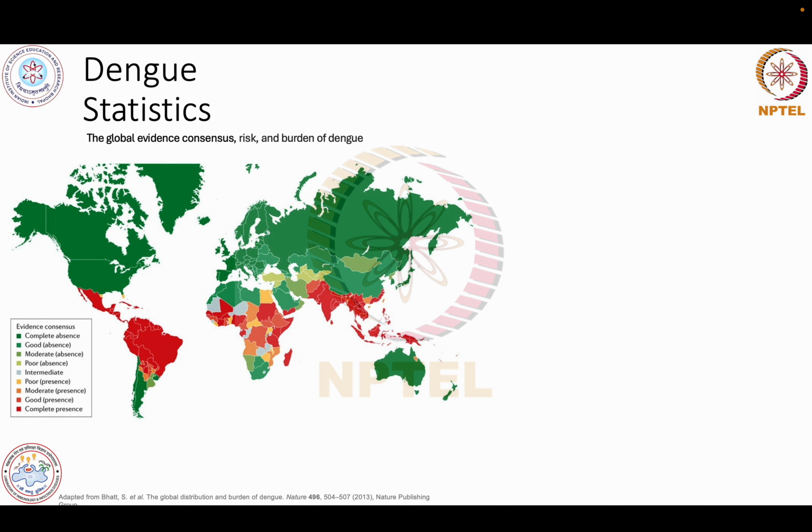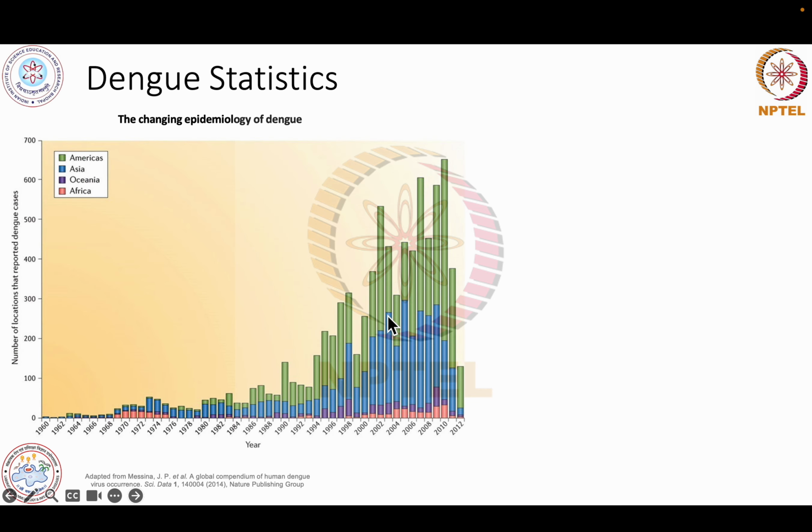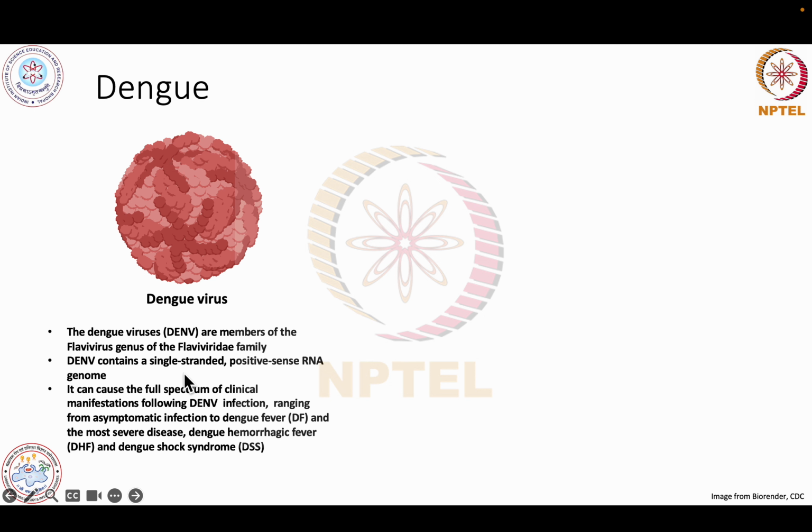So you can see the dengue statistics, the global evidence of risk and burden of dengue. The green color is complete absence, and the dark red is complete presence. Dengue virus is a member of the flavivirus genus of the Flaviviridae family. Dengue contains single-stranded positive-sense RNA. It can cause a full spectrum of clinical manifestations following infection, ranging from asymptomatic infection to dengue fever, and the most severe disease, dengue hemorrhagic fever and dengue shock syndrome.